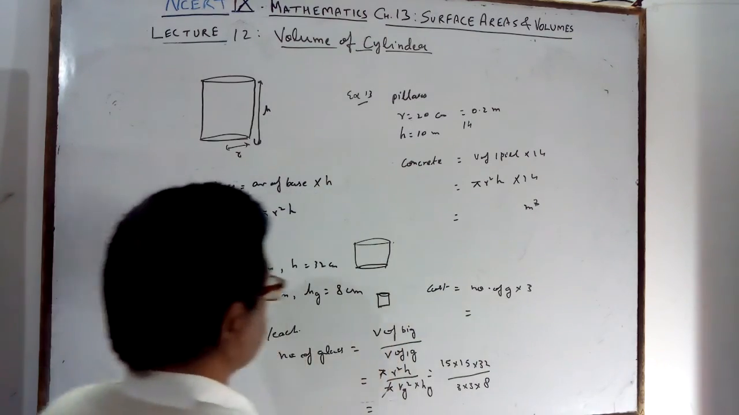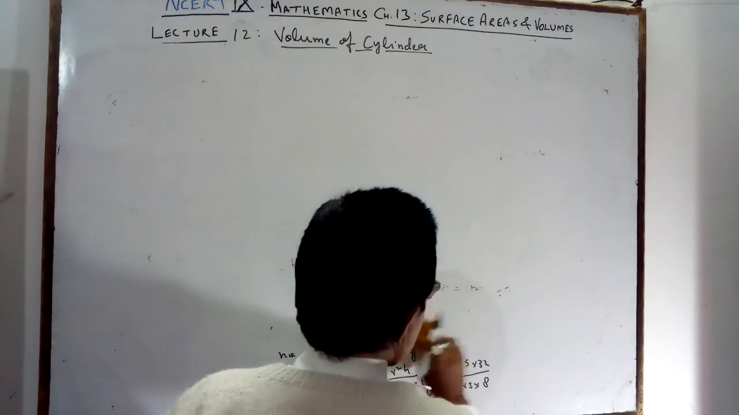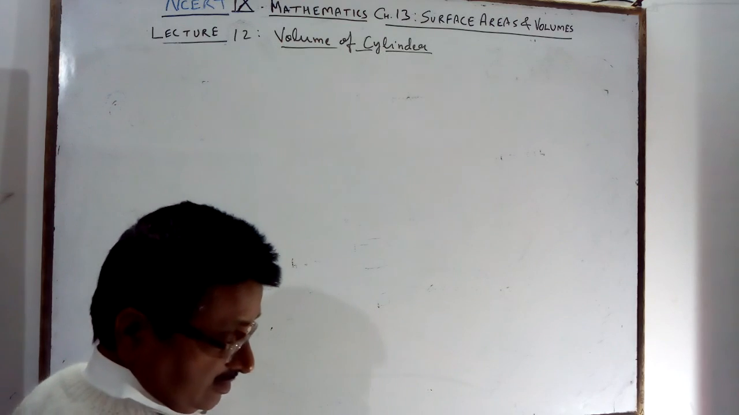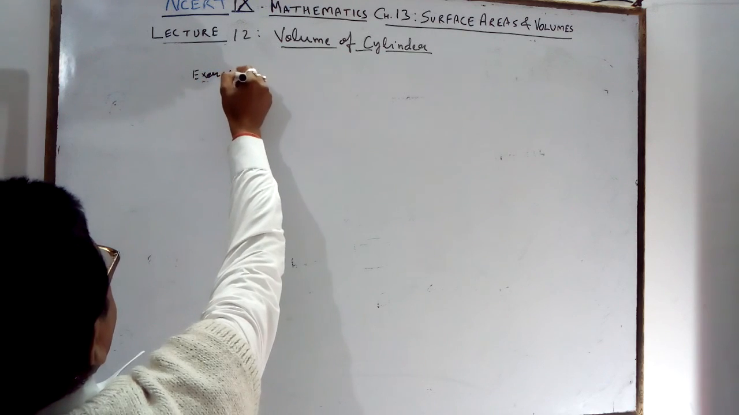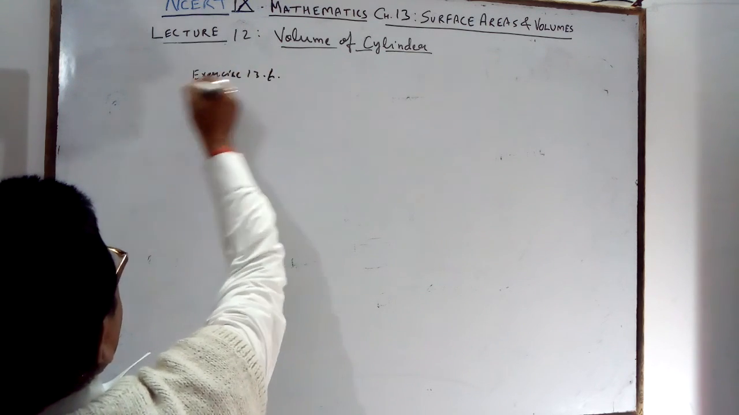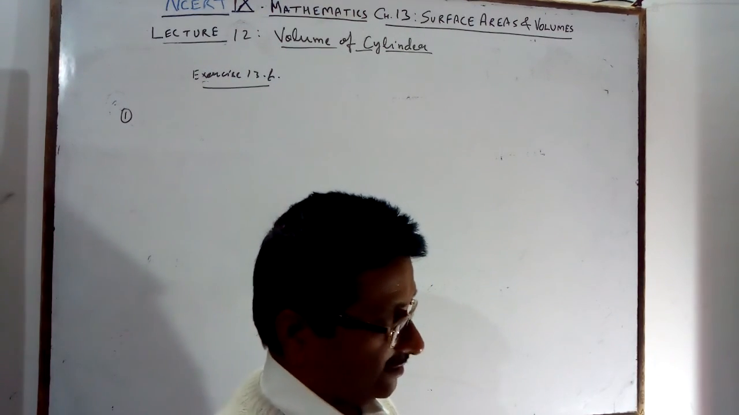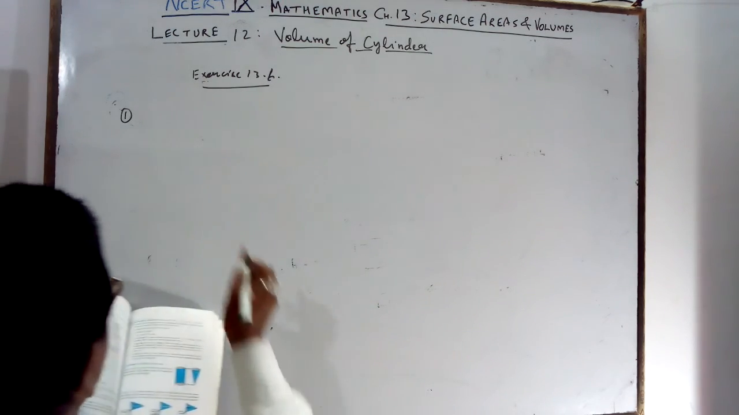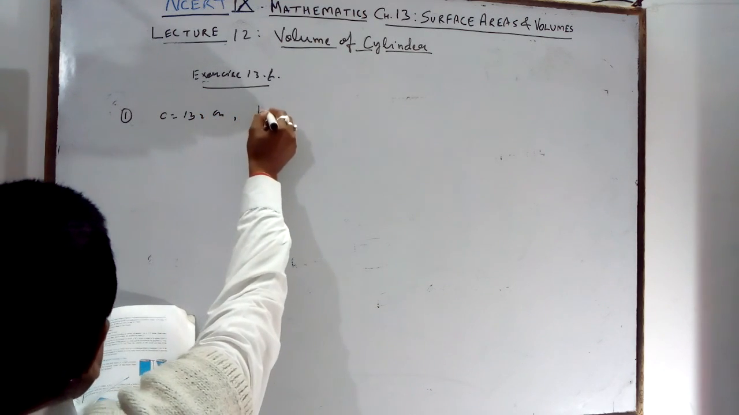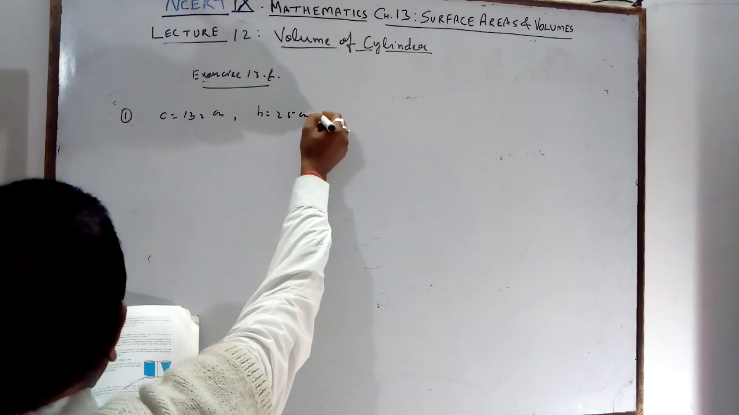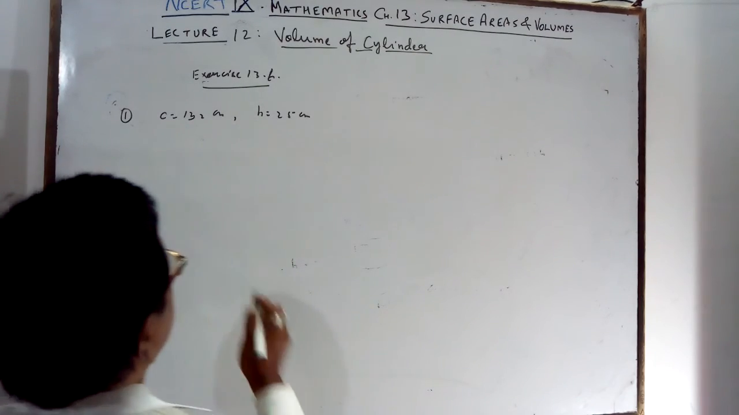Exercise 13.6 we'll see. In exercise 13.6, question number 1: the circumference of the base of a cylindrical vessel is given as 132 centimeter, and the height is given as 25 centimeter. Then how many liters of water does it hold?